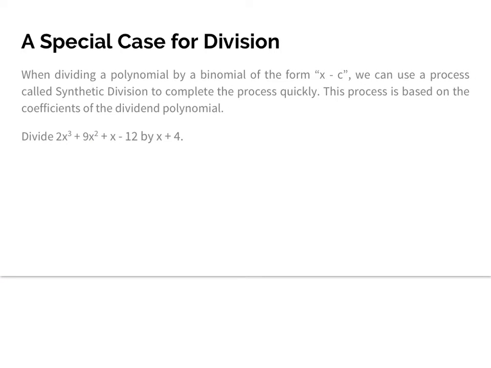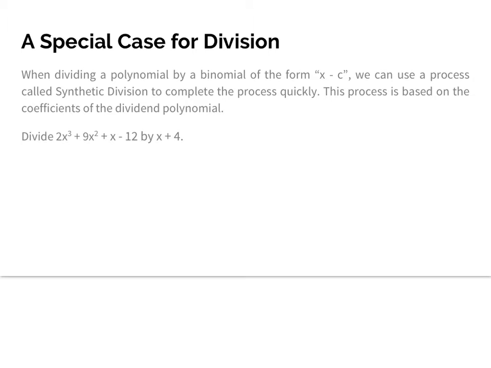So this is a special case. We can really only do this when we're dividing a polynomial by a binomial of the form x minus c. So that's a linear binomial. Coefficient of x is 1, and I'm subtracting some value from it. And we can use this process called synthetic division, and we do the process very quickly. And really it just makes us look at the coefficients in our dividend polynomial. That's really where we focus.